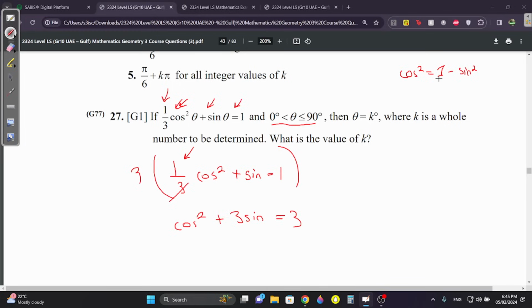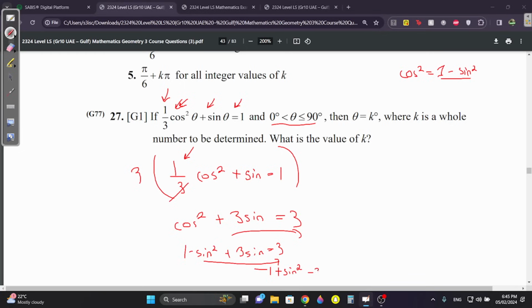So instead of cosine squared, we substitute 1 minus sine squared: 1 minus sine squared plus 3 sine equals 3. Let's take everything to the other side. 3 becomes minus 3, so you'll get minus 1 minus sine squared, which becomes plus sine squared.